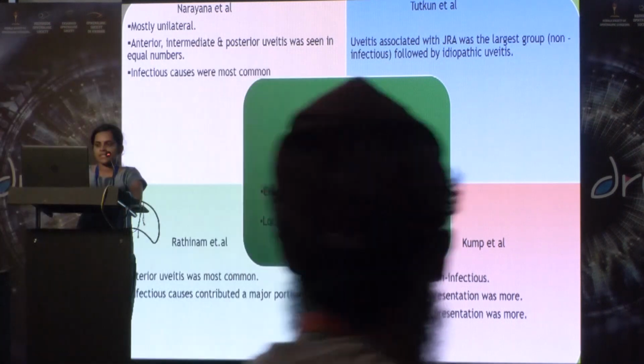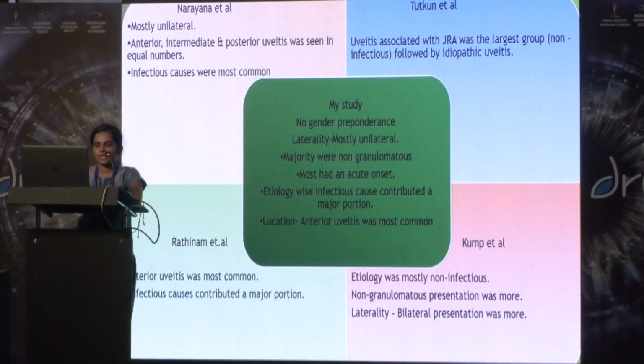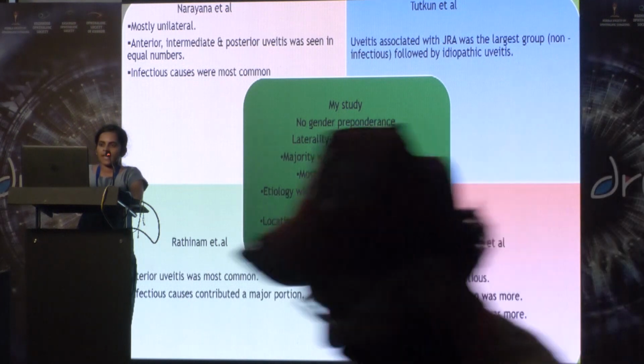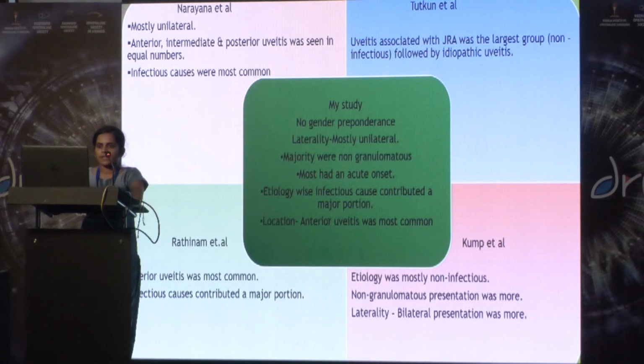Discussion. In my study, there was no gender preponderance found. Most cases were unilateral, majority were non-granulomatous, most of them had an acute onset, and etiology-wise, infectious cause contributed a major portion, and anterior uveitis was most common. In the study done by Narayana et al., most cases were also unilateral, but anterior, intermediate, and posterior uveitis were seen in equal numbers, and infectious causes were most common.